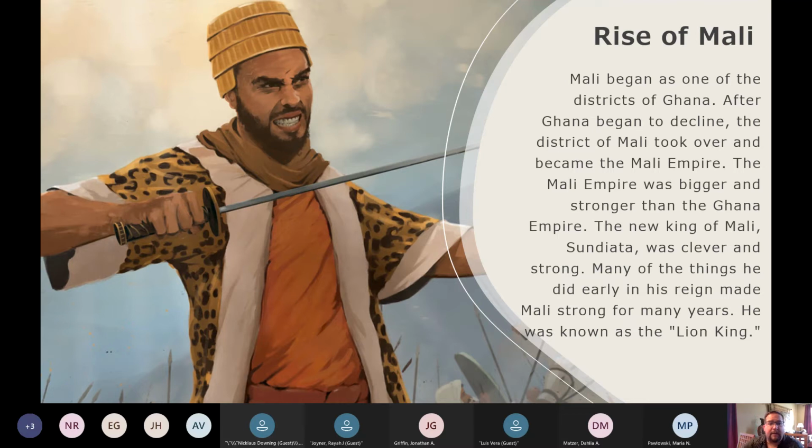All right, so Mali is that second kingdom. And so the rise of Mali, it began as one of the districts of Ghana. It was one of those little small districts. But after Ghana begins to decline, the district of Mali took over and became the Mali Empire. It was bigger and stronger than Ghana ever was. The new king of Mali, Sanarida, was clever and strong, and many of the things that he did during his early reign made Mali strong for many years. And he was also known as the Lion King.